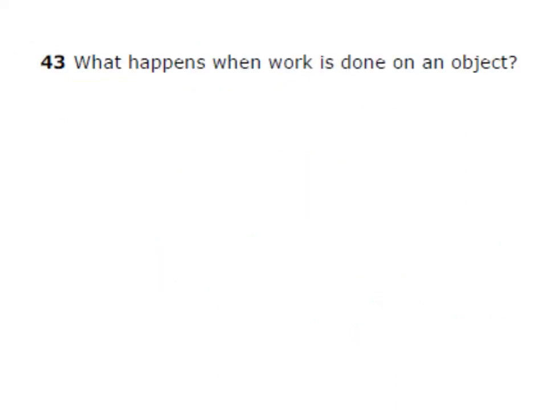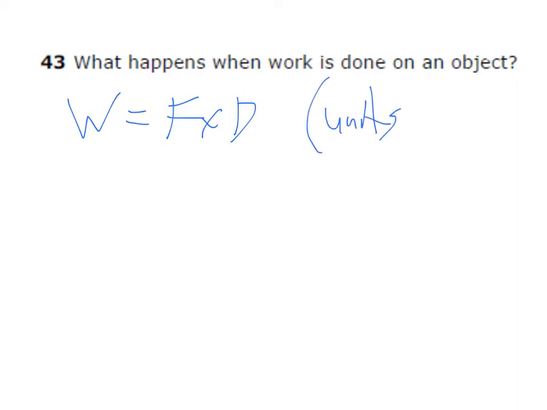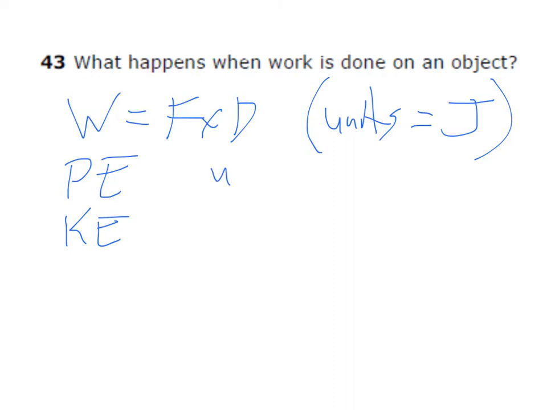What happens when work is done on an object? Well, we haven't spent a lot of time talking about this, but work is equal to force times distance, and our units for work are joules. We've also talked about potential energy and kinetic energy, and the units in those cases are also joules.